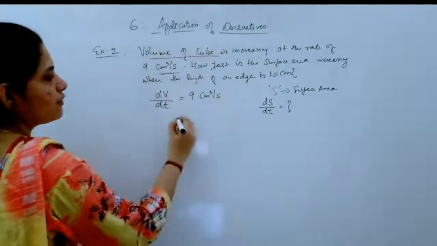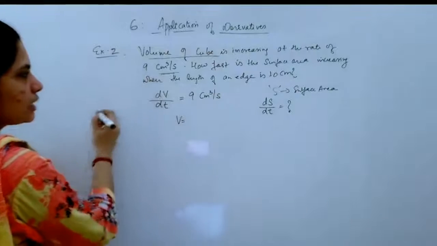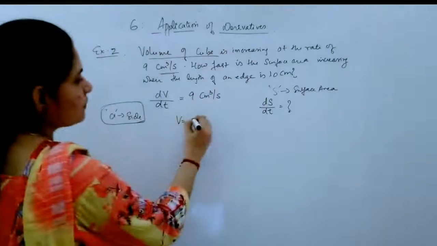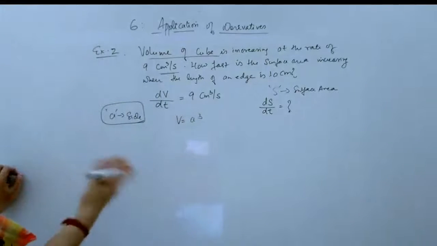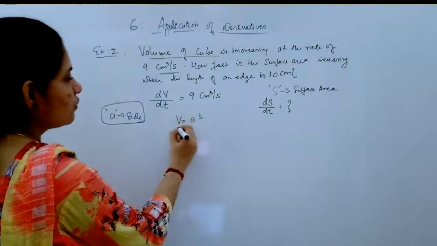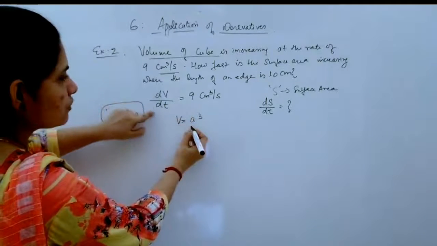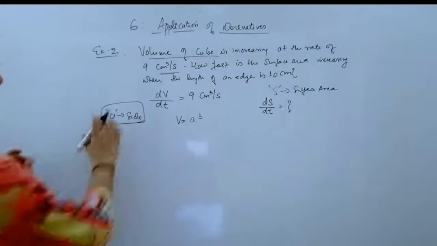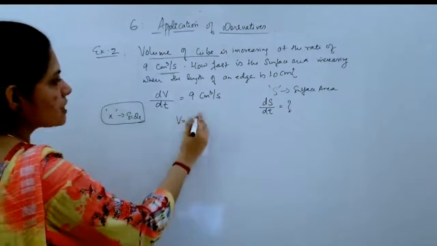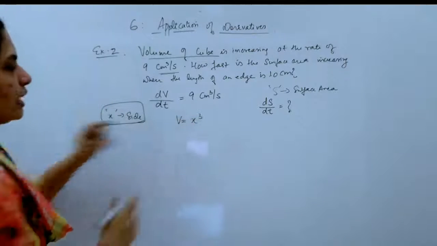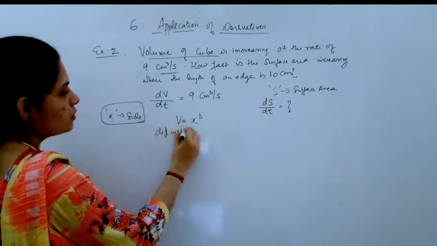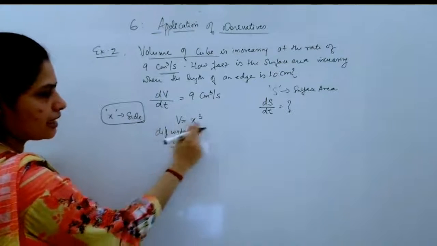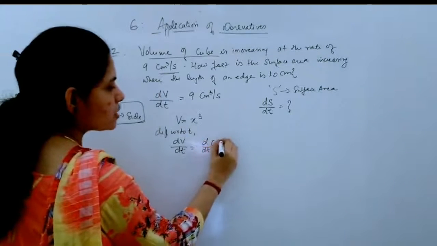Now from the volume we have to start. Volume of a cube: suppose you take A as one side or one edge of the cube, then V is A cube, or else you can take x, so V is x cube. In order to find dV by dt, you have to differentiate both sides with respect to t. If you take x, it will be clearer, otherwise you may feel it is a constant. So you get dV by dt on the left hand side, and the right hand side becomes d by dt of x cube.